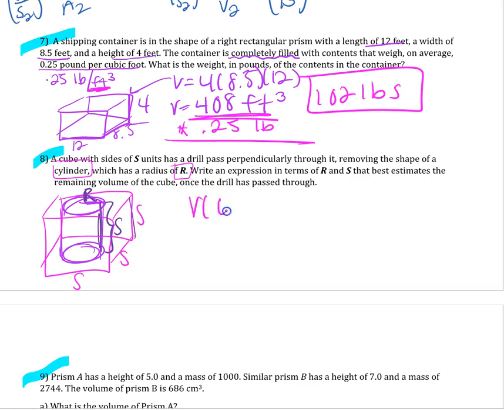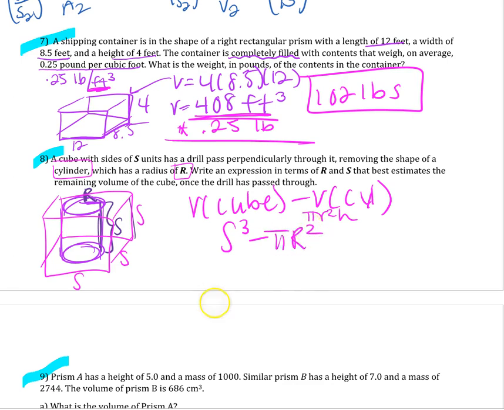Our volume would be volume of the cube take away the volume of the cylinder, because that's what you're getting rid of. Our cube would be S times S times S, or S cubed. And our cylinder formula, remember, is pi r squared h. But in this formula, it's going to be pi capital R squared, because that's what they've defined the radius to be. And the height we just said is S. So that's your expression in terms of R and S.